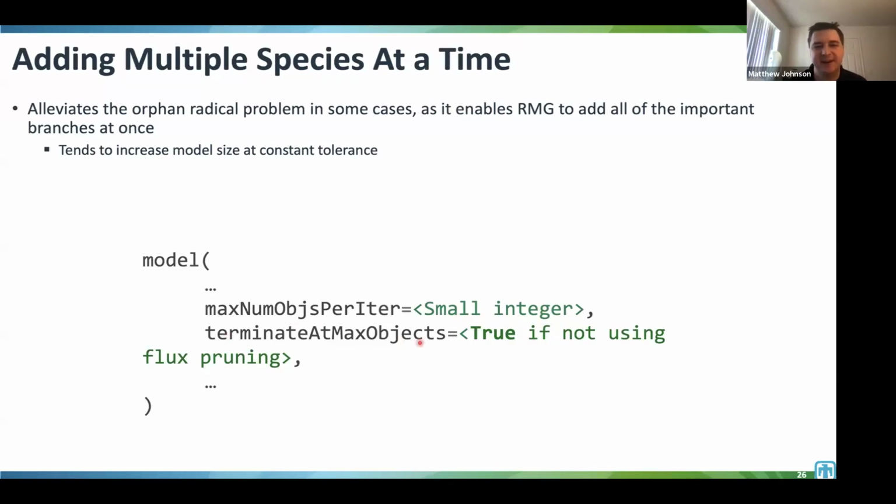And then tell it to terminate at max objects if you're not using flex pruning. This essentially tells it, because you're going to need to increase your interrupt tolerance a little bit, because you want it to go a little bit further out to collect more than one species.